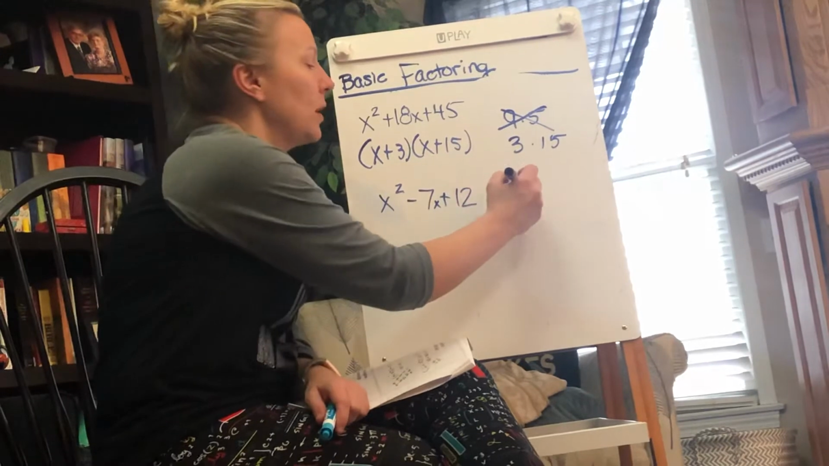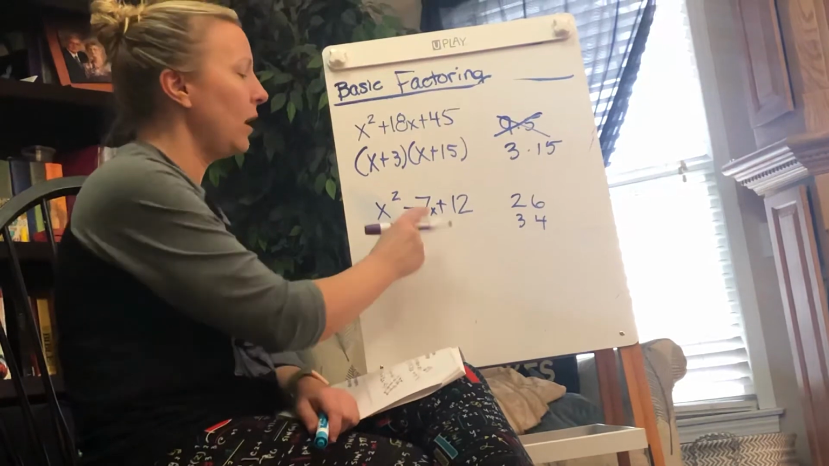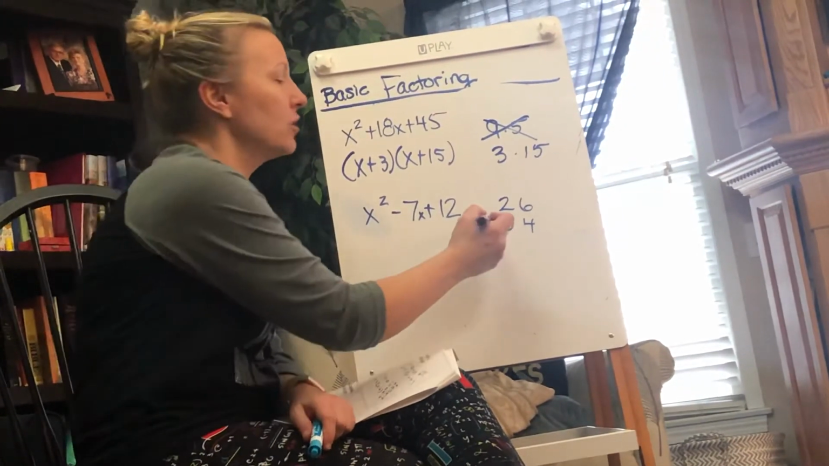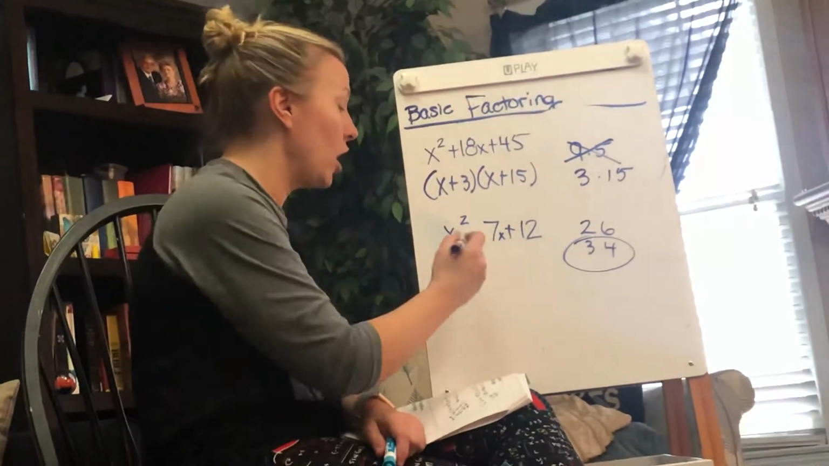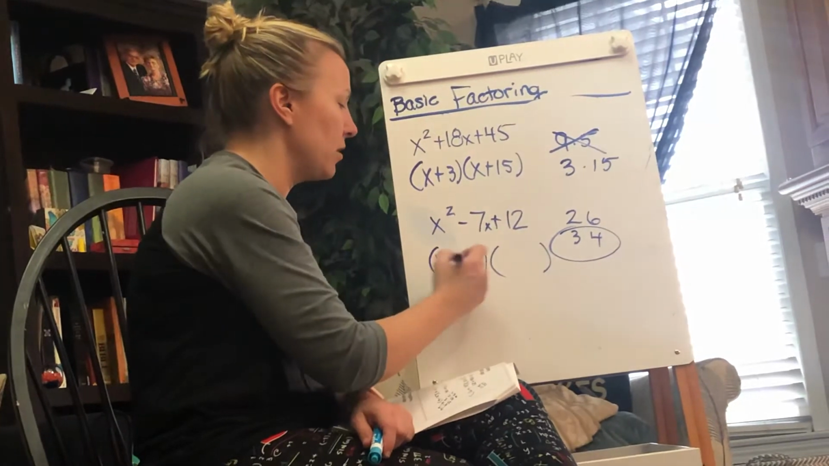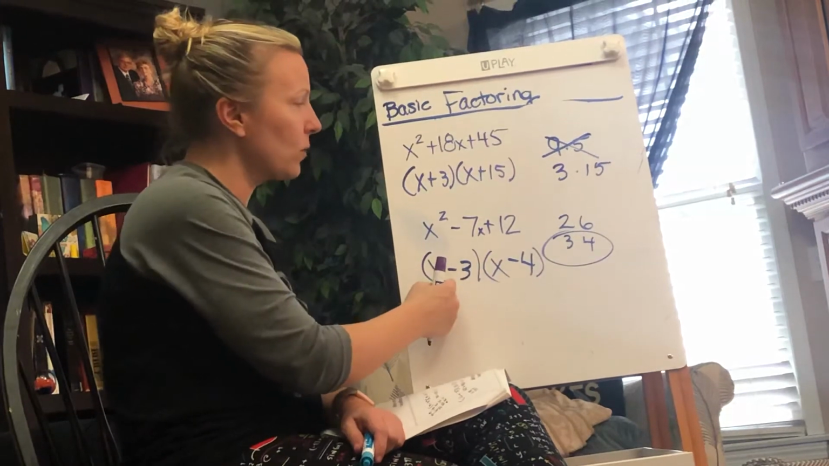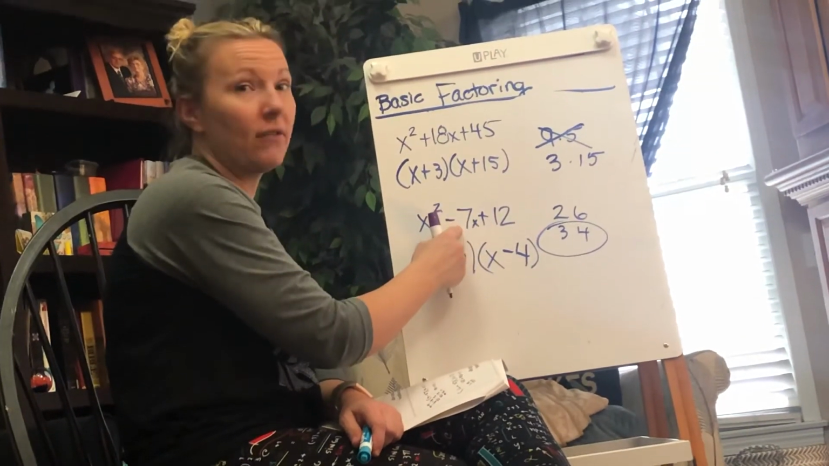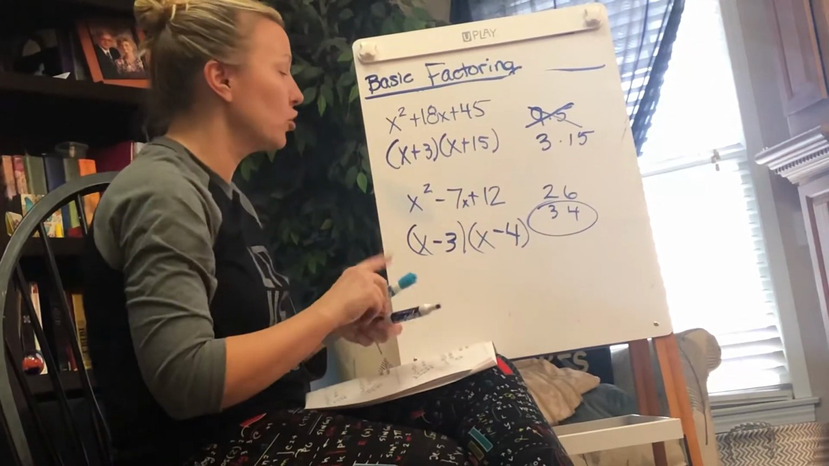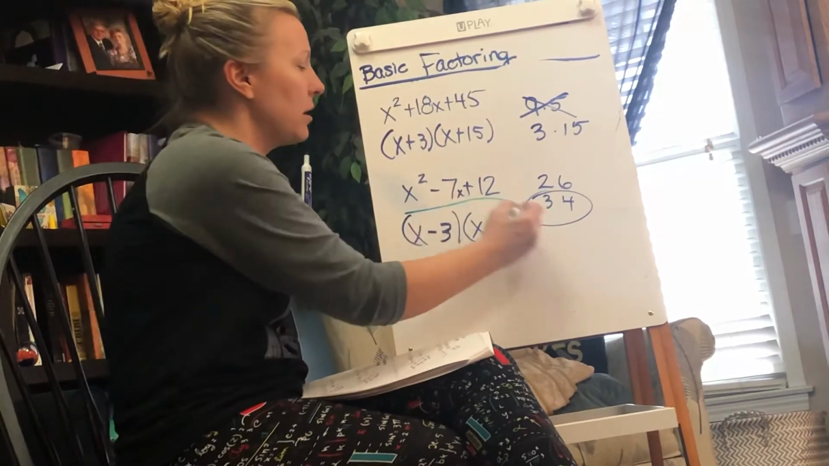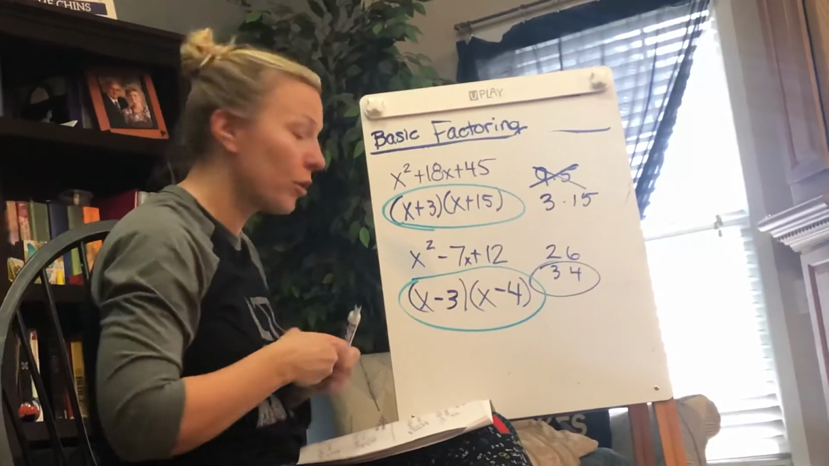The two most popular ones are 2 and 6 and 3 and 4. And so if I have a 2 and a 6 and a 3 and a 4, and I'm trying to get to a negative 7, my best bet is 3 and 4, because I know that 3 plus 4 is 7, but I need to make it a negative 7. So if I put these parentheses up here, x and x, if I make a negative 3 and a negative 4, negative 3 plus negative 4 is negative 7. Negative 3 times negative 4 is positive 12. And so this works. So you just have to be careful of the signs. They're not always plus signs in the middle. Sometimes they're minus signs in the middle. And sometimes they're a little bit of both.